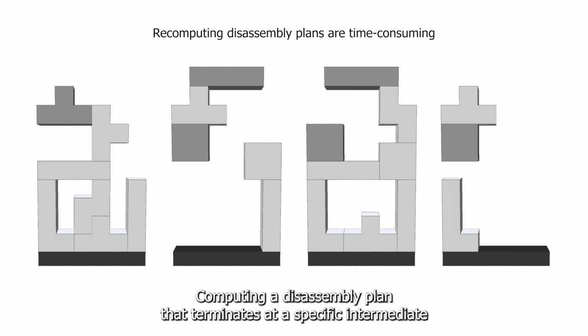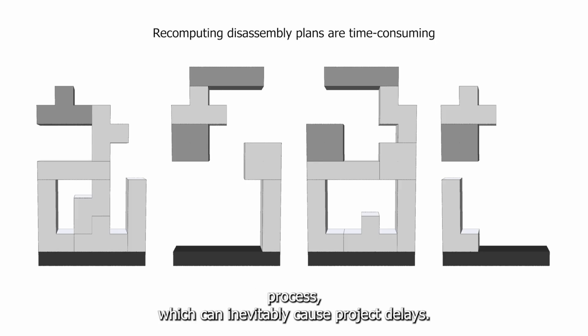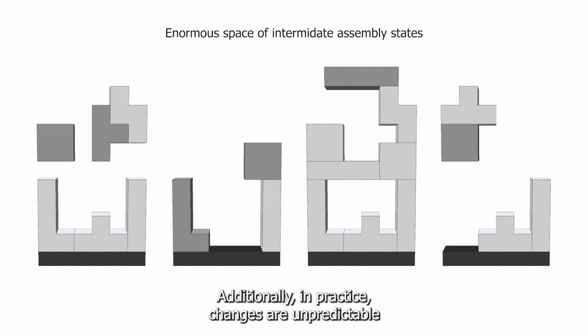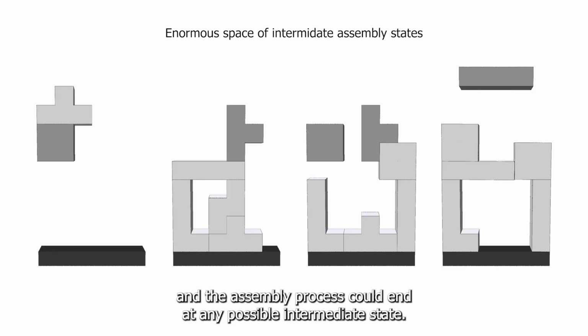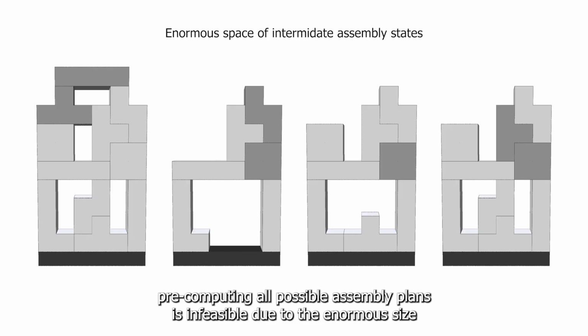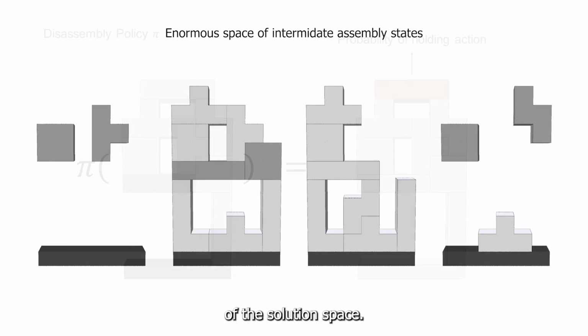Computing a disassembly plan that terminates at a specific intermediate assembly step is typically a computationally intensive offline process, which can inevitably cause project delays. Additionally, in practice, changes are unpredictable, and the assembly process could end at any possible intermediate state. Enumerating and pre-computing all possible assembly plans is infeasible due to the enormous size of the solution space.